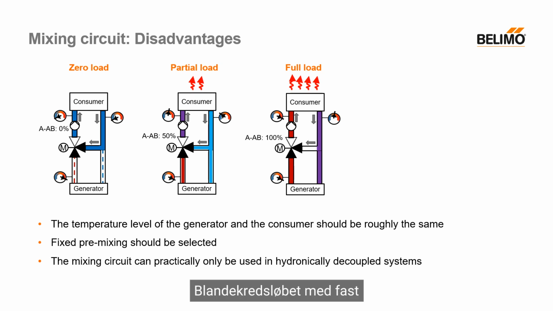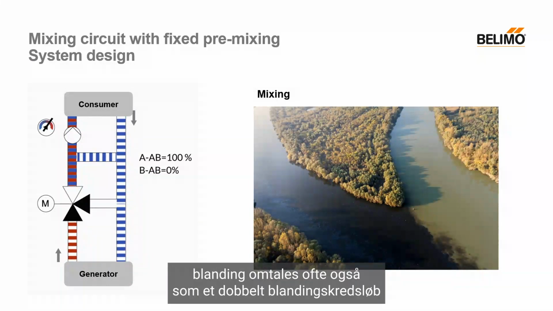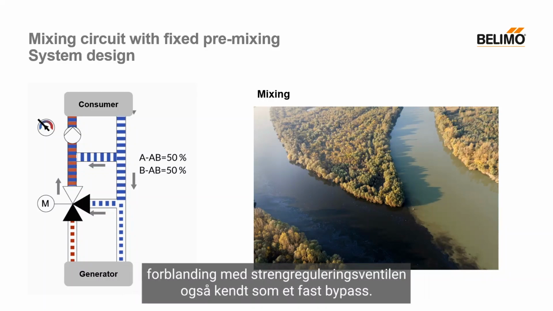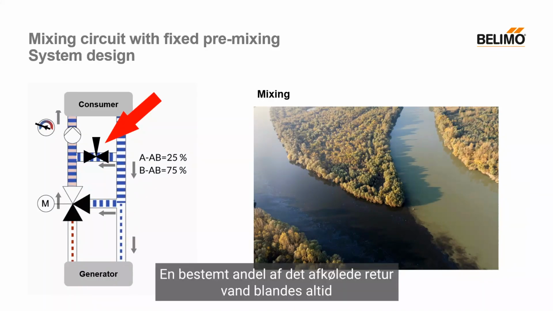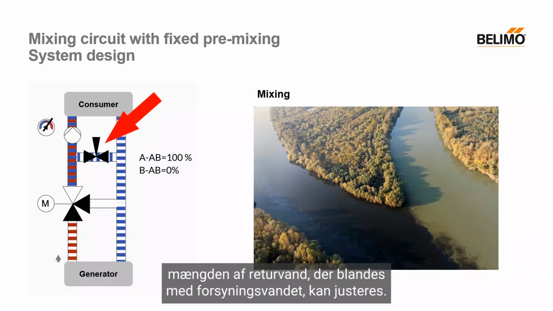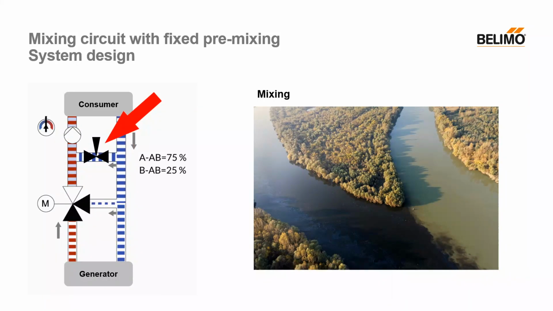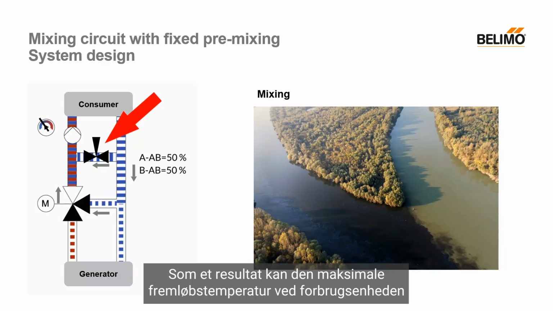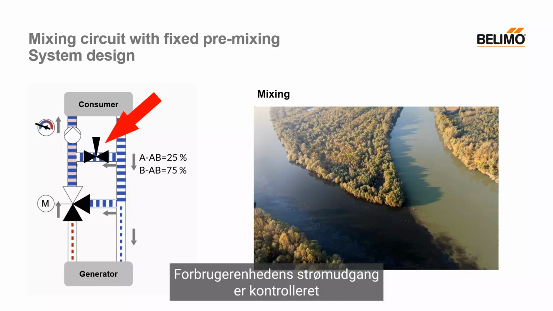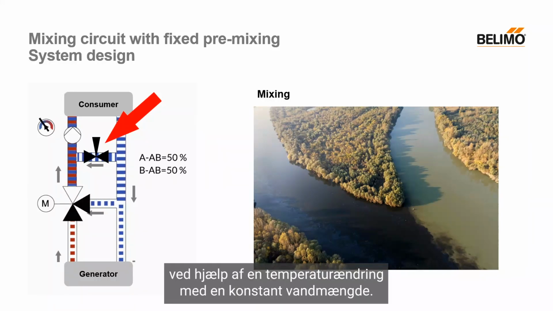The mixing circuit with fixed pre-mixing is often also referred to as a double mixing circuit or a mixing circuit with constant bypass. By means of fixed pre-mixing with the balancing valve, also known as a fixed bypass, a specific proportion of the cooled return water is always mixed with the supply. Using the control valve, the quantity of return water that is mixed with the supply water can be adjusted. As a result, the maximum supply temperature at the consumer is always lower than the supply temperature at the generator.